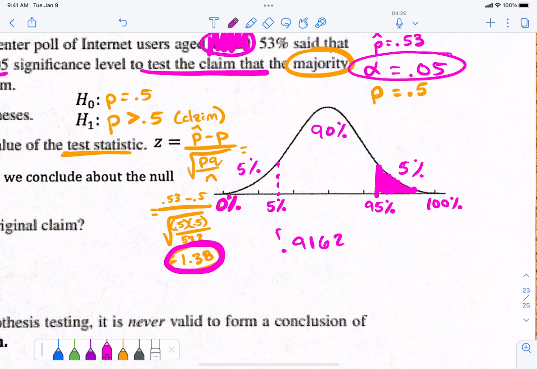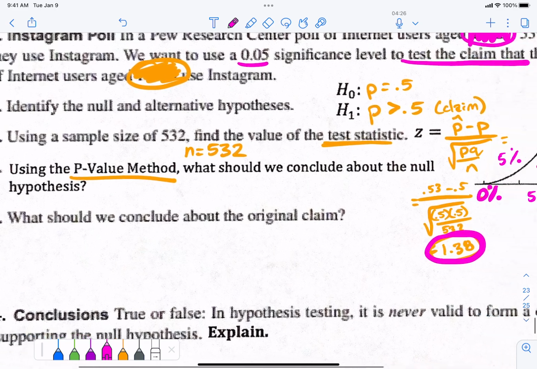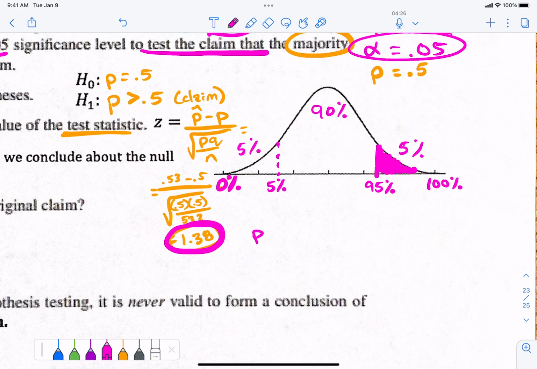0.9162. 0.9306. This is called the p-value. So using the p-value method, this is the test value. This is the test stat. It's 0.9162. You were right the first time. 0.9162.